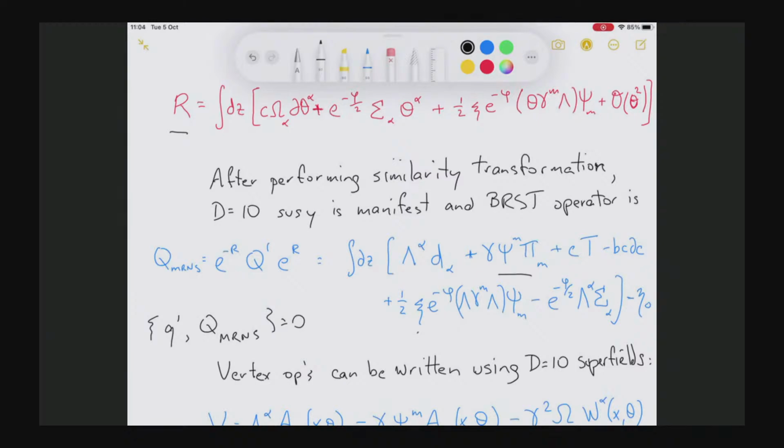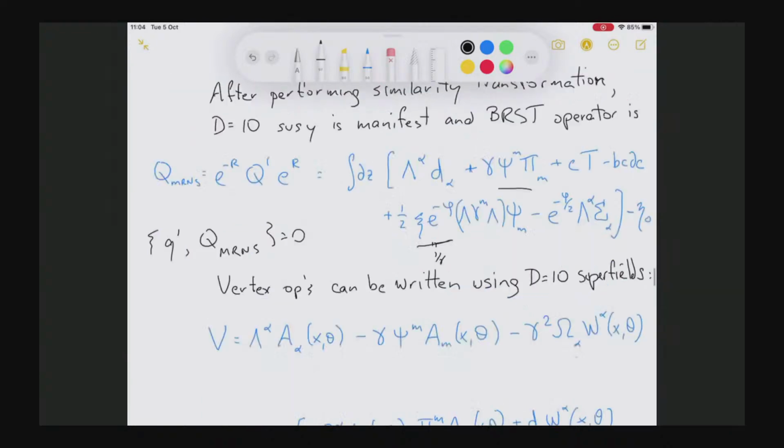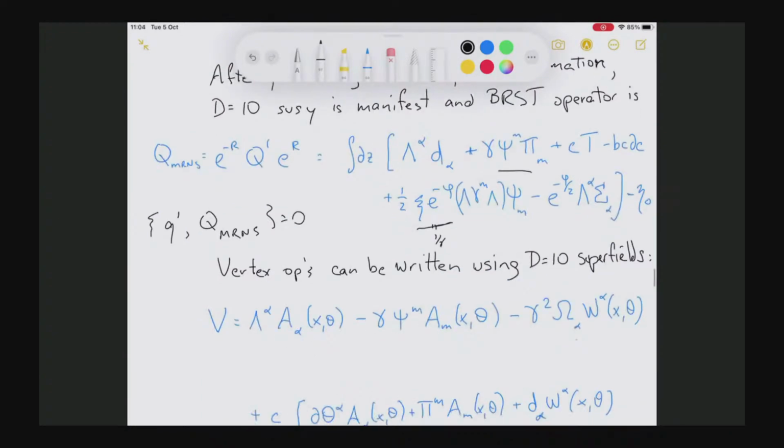For example, it also has this term, psi e to the minus phi. Psi e to the minus phi, that's equal to 1 over gamma. So gamma was 8 e to the phi. So the inverse of that is psi e to the minus phi. So it's unusual, but it's manifestly space-time supersymmetric, and it's straightforward, for example, to write down vertex operators in the cohomology. And now, of course, you can write them in terms of the d equals 10 superfields.